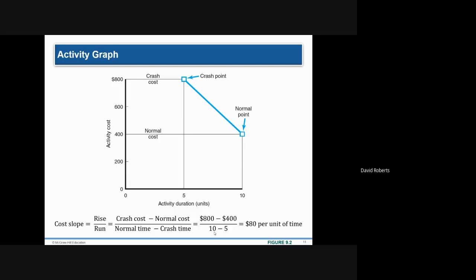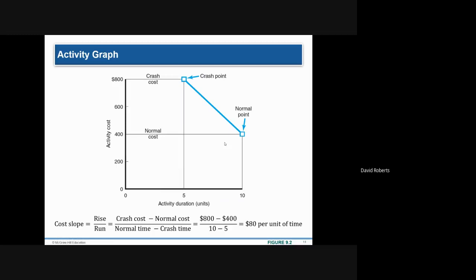It's minus $80. But everybody knows that, because you're going from, in this case, 10 units of time to 5 units of time, but your cost is going from $400 to $800. So you spend $400 additional dollars to reduce it by 5 time units. In other words, $80 per unit of time. It is assumed that it's linear, that it's $80 for day 1, $80 for day 2, $80 for day 3, if it's that particular activity.